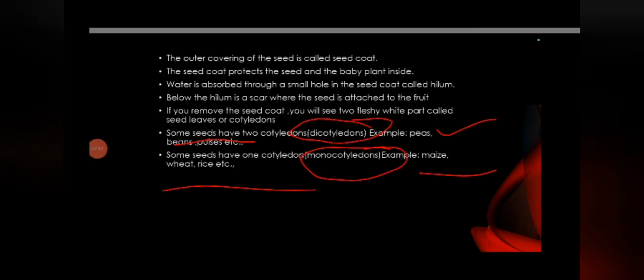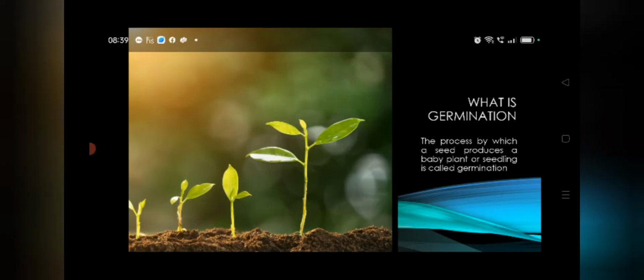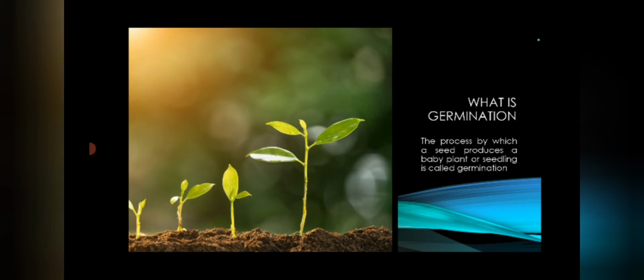Coming to the next slide, here we can see what germination is. Germination is the process by which a seed produces a baby plant. The other processes of reproduction in plants include cutting, grafting, etc. That we'll see in our upcoming videos.